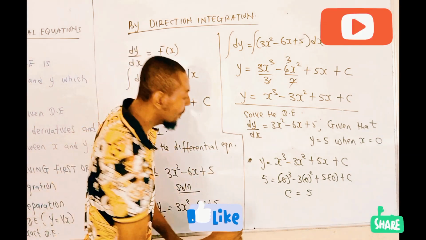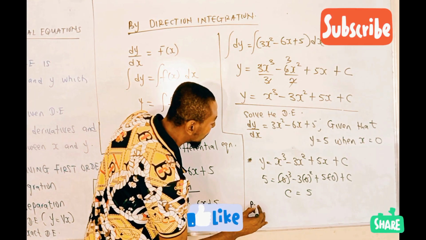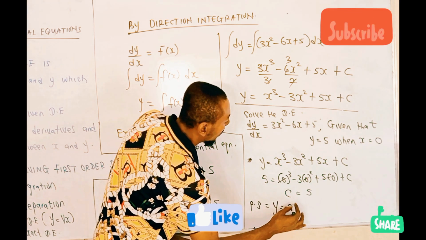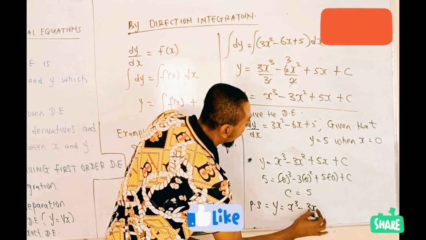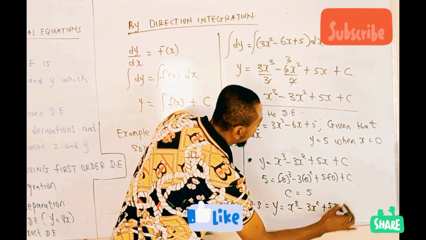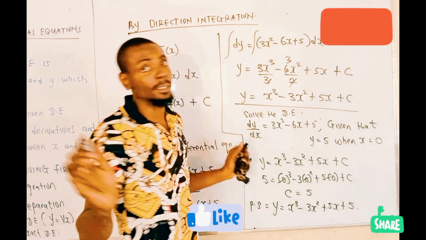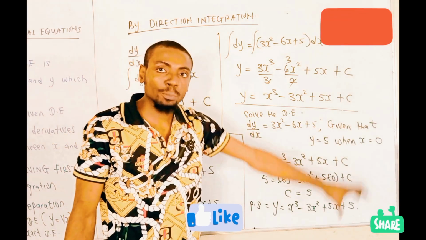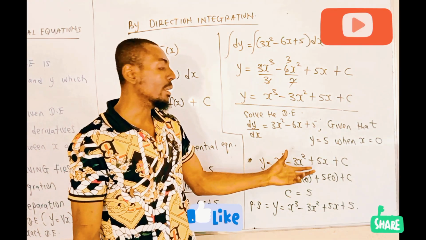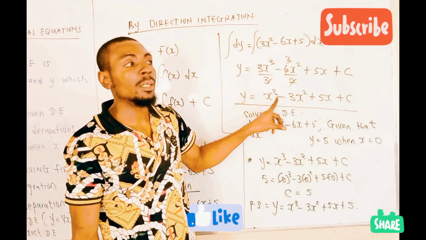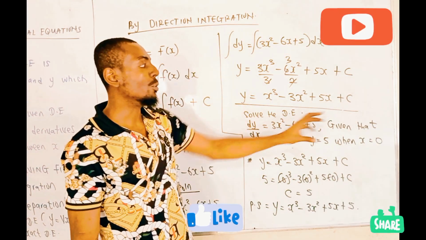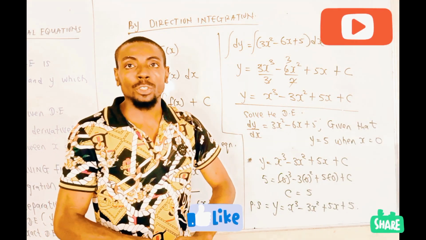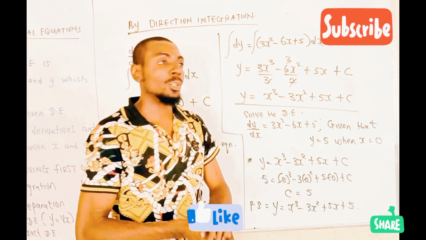When c is now 5, the particular solution is y equal to x cubed minus 3x squared plus 5x plus 5. So it's simple. Whenever an initial condition is presented, you are expected to apply the initial condition to the answer you got. When x is 0, y is a given number, to find the value of c, after which you substitute back into the general solution to get what we call the particular solution.